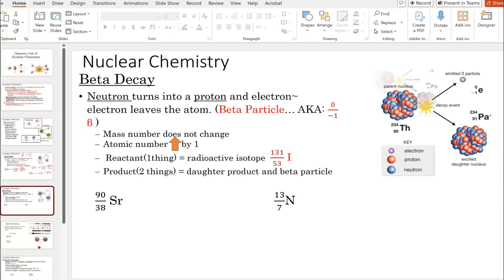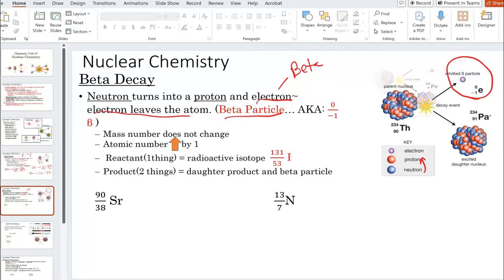A neutron turns into a proton, and an electron is going to leave the atom. So you have this parent nucleus, and we have an electron which leaves the nucleus, and we actually call this electron a beta particle. And our neutron turns into a proton, and that changes the nucleus to make it more stable. So a neutron turns into a proton, and an electron leaves the atom. This electron is called a beta particle.